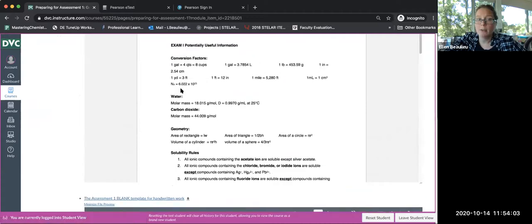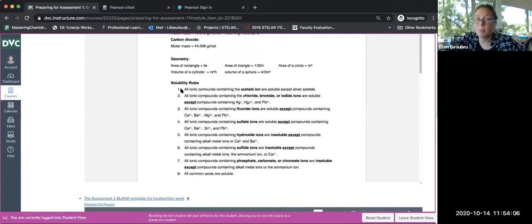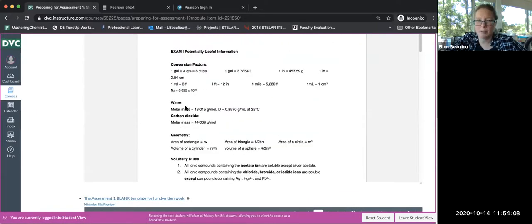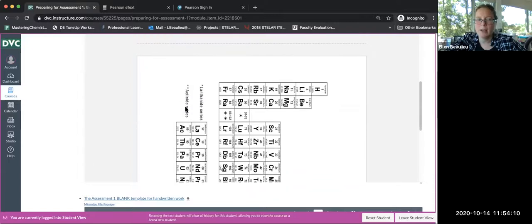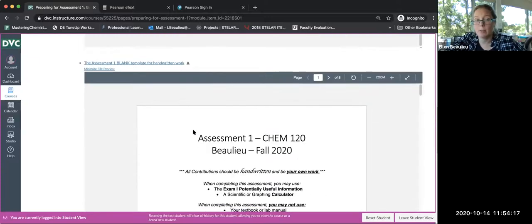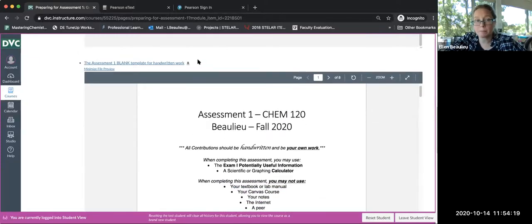You're going to have most of the same constants. I'm going to put Coulomb's law on your assessment, potentially useful information. And I'm going to change this periodic table to one that doesn't have the element name. So you do need to know those elements that I requested that you memorize before.